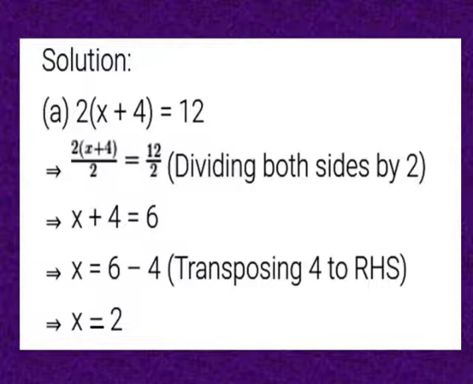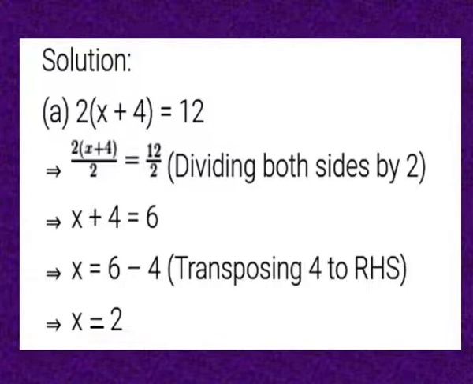In our equation, we are having a bracketed value. Firstly, we have to eliminate that bracket, so we are dividing both the sides by 2 and we got 2 into x plus 4 whole divided by 2, which is equal to 12 by 2. In LHS, 2 and 2 will be getting cancelled and it becomes x plus 4. Our RHS is 12 by 2, that is 6.